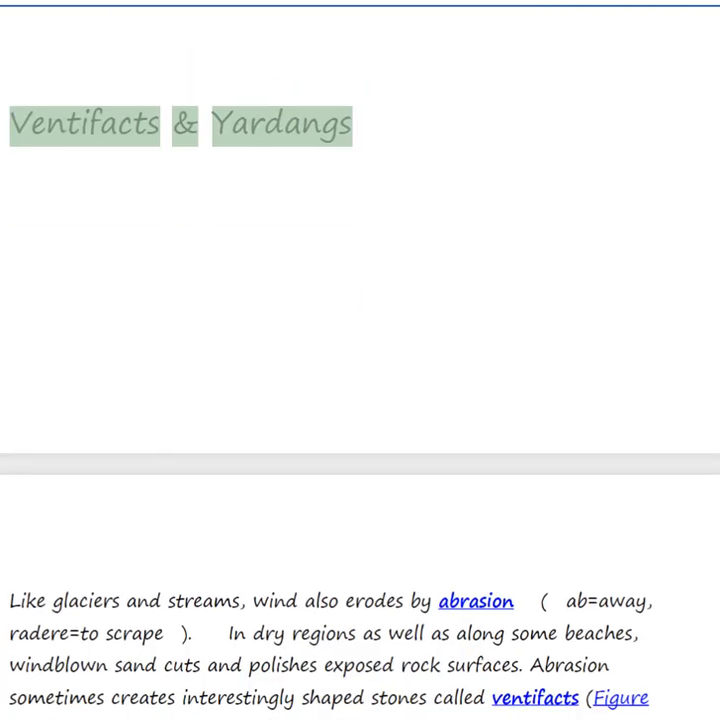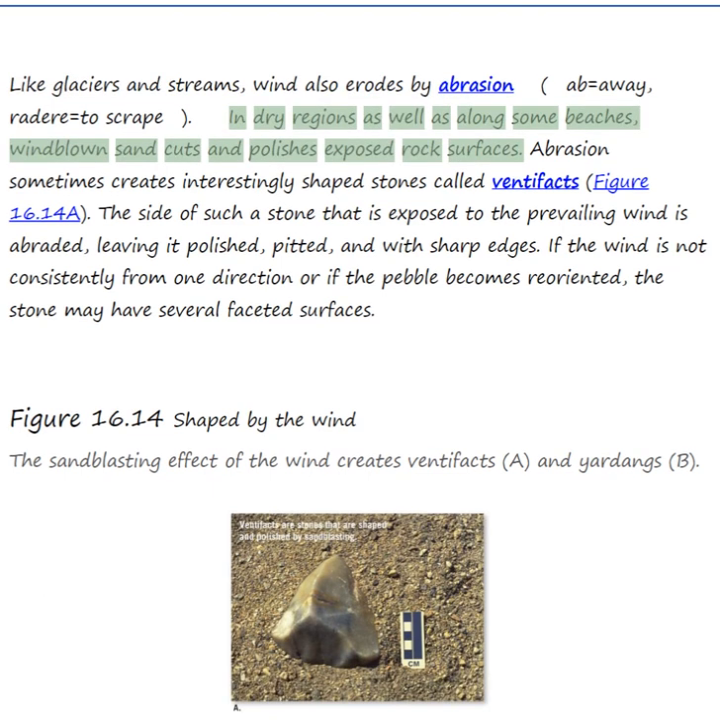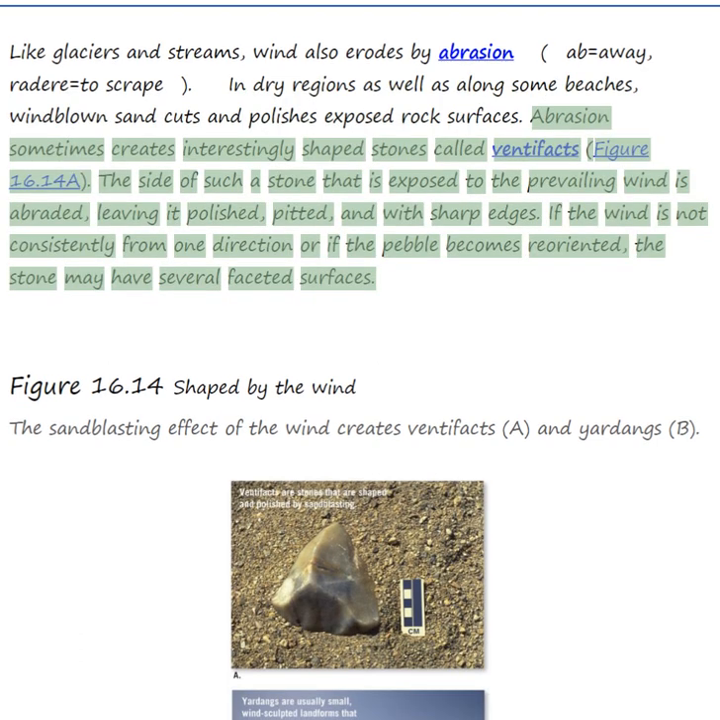Ventifacts and yardangs. Like glaciers and streams, wind also erodes by abrasion. In dry regions as well as along some beaches, wind-blown sand cuts and polishes exposed rock surfaces. Abrasion sometimes creates interestingly shaped stones called ventifacts.